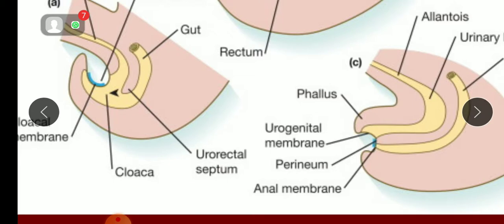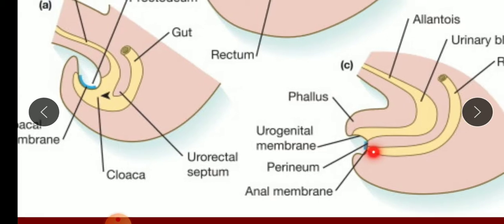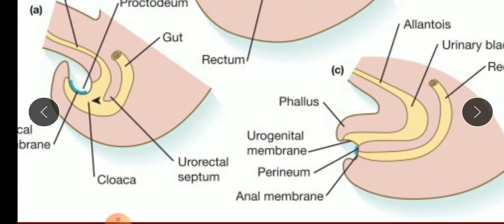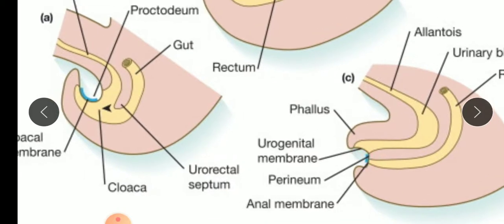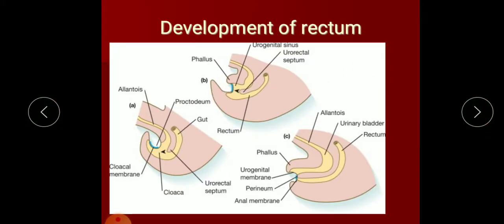Now we are talking about the primitive rectum and anal canal. This anal membrane will rupture, thereby giving communication of the GIT with the exterior. If there is something abnormal occurring with the anal membrane, or rupture is not happening, or canalization is not happening, that will lead to a clinical condition termed imperforate anus. Fine? Okay, so that is the development of the rectum.